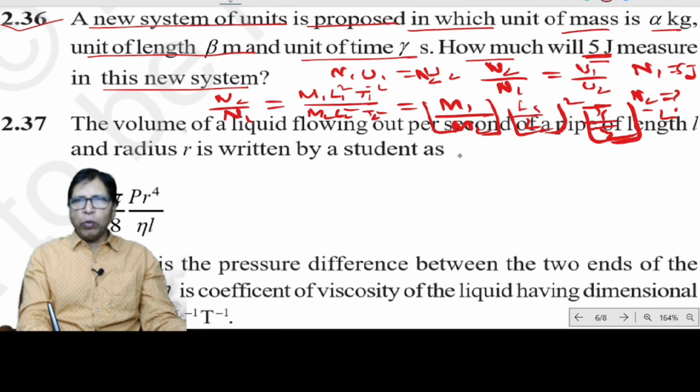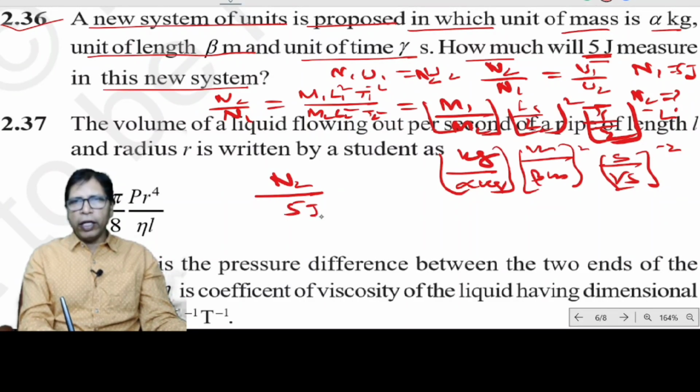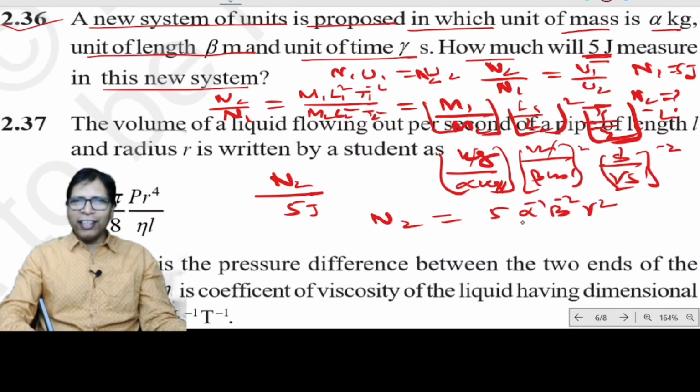Put the values. M1 is the kg, M2 is alpha kg. Here L1 is the meter and this is the beta meter square. Now T1 is the second and this is the gamma second to the power minus 2. And N1 is 5 joule. So N2 is equal to, this cancels out, so this is 5 alpha to the power minus 1, beta to the power minus 2, gamma square. Okay. Next.